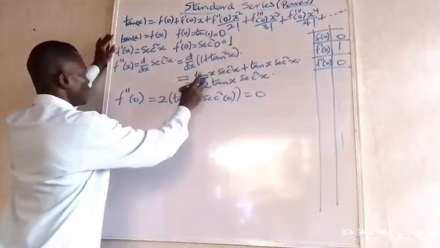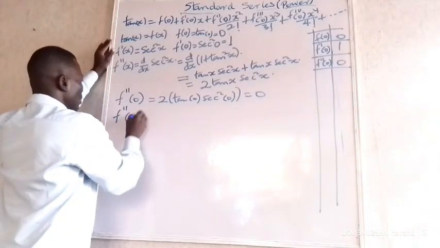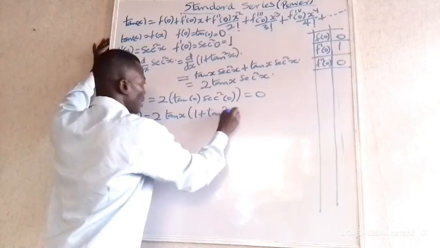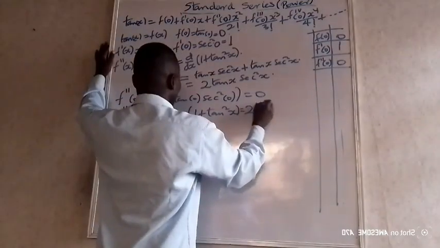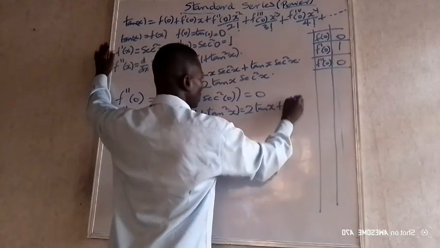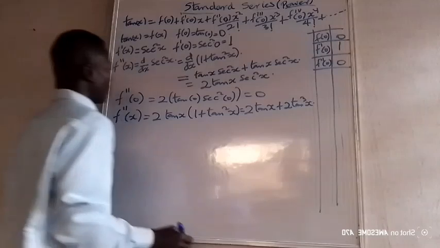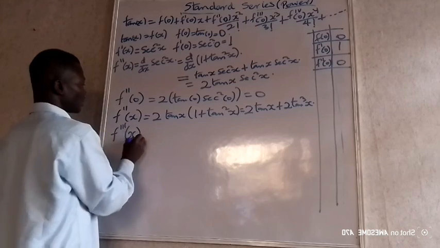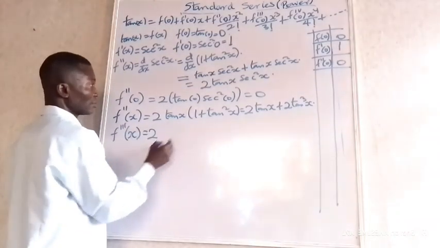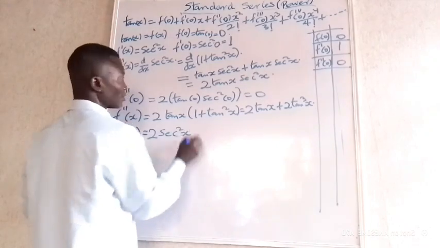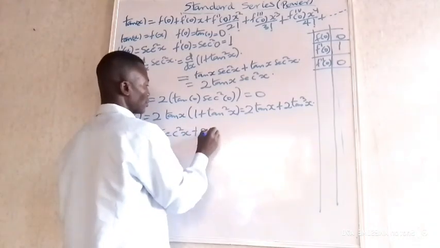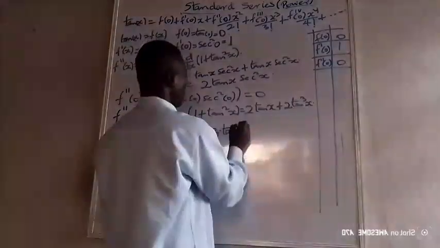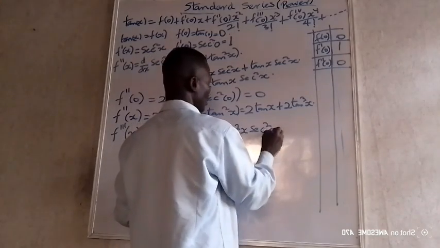From here, let's see again. What we need for this one now, f''(x) can be taken as 2 tan x into 1 plus tan square x, which is 2 tan x plus 2 tan cubed x. Now, to find f''', the third differential is going to be 2 sec square x plus 2 dot 3 tan square x sec square x.